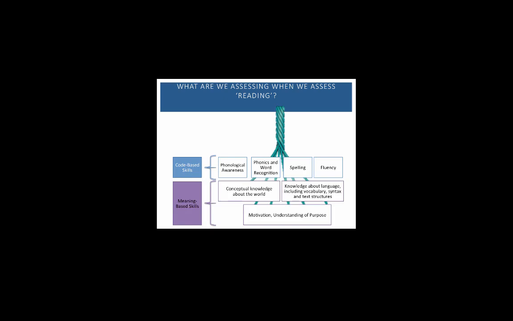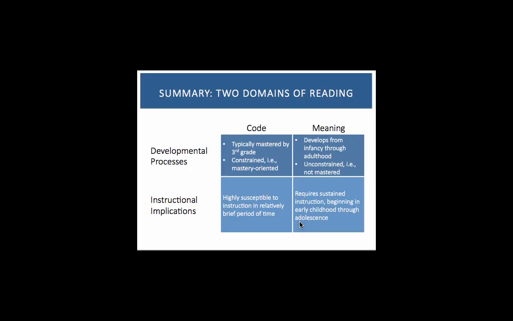The second and much larger bucket of skills that we might assess when we assess what we refer to as reading are meaning-based skills. And this involves conceptual knowledge about the world, knowledge about language, including vocabulary, syntax, sentence structures, and text structures. Motivation and understanding of the purpose for reading are also meaning-based skills. We differentiate between these two skill sets, code and meaning-based skills, that together comprise reading, because they have different developmental processes which have important instructional implications.